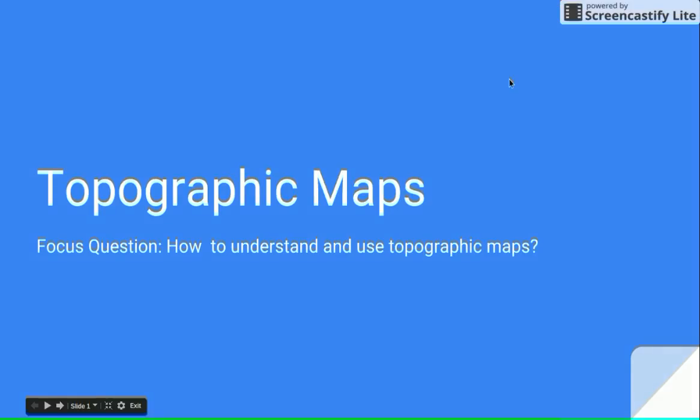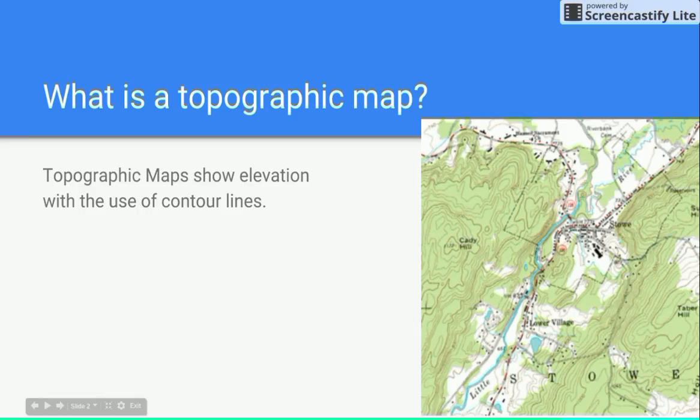So today we're going to talk about topographic maps, and our focus question is how to understand and use topographic maps. So what is a topographic map? They show elevation with the use of contour lines. So take a look at this picture on the right. You'll notice that there's all these lines throughout the picture, and these are called contour lines. And the area in between those lines are called contour intervals. And these show the elevation of the area.